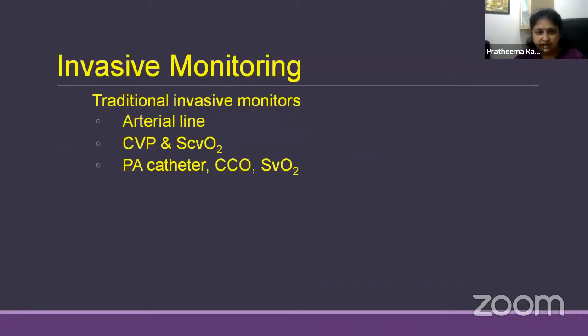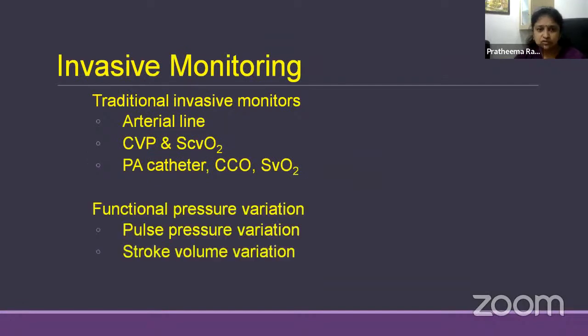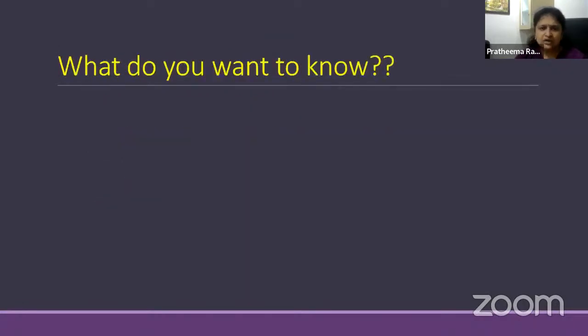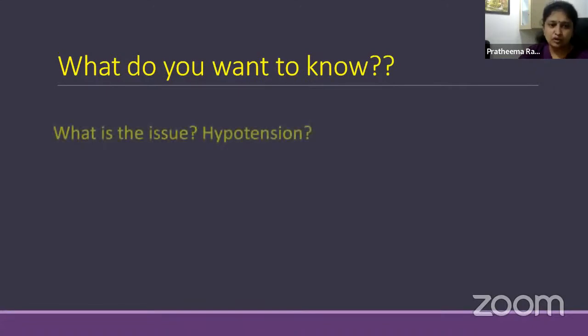So invasive, I know already we had talked a lot about the invasive monitoring. So we'll just go through the further things. So exactly what do we want to know? We have just checked the patient, taken a history, clinical examination is done, which we do simultaneously. We don't do it in sequence because the patient is sick. So we want to know what is the issue. Is there a hypotension? Is the patient in a shock? How severe is the shock?